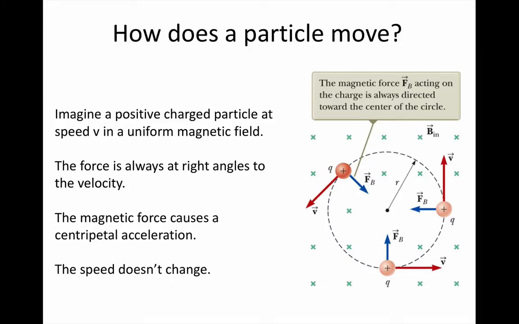Now to look at the effect that this force will have on a particle. So let's start by looking at the picture on the right, and we're going to look at that positive charge that is down the bottom of the circle. So it's moving to the right, and the field is acting into the screen, as we can see from the crosses. So using our right-hand rule, your thumb points to the right, and your fingers point into the screen.